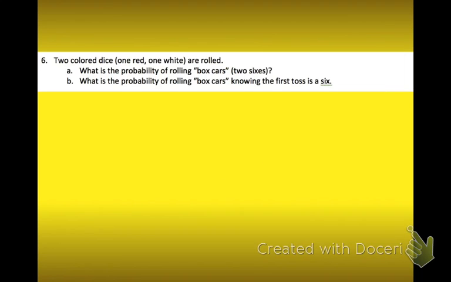I would like you to try number 6 on your own. I will give you a hint that when it says right here, there are 2 colored dice, one red and one white, that is just extra information. It's not having any influence on this problem, but it has confused people in the past. I don't want you to get confused with that. So try that on your own. We will go over it in class tomorrow.